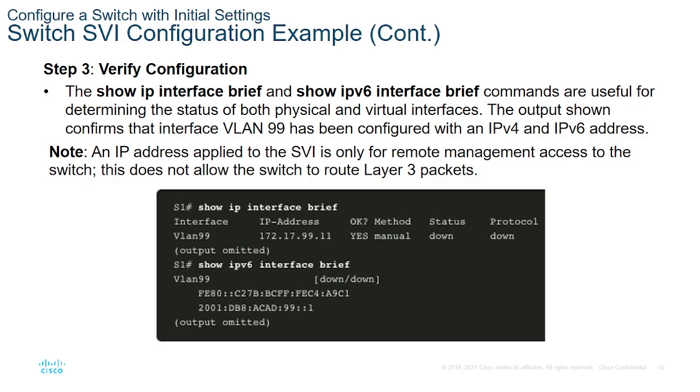So you'll be able to see. Please note that the IP address applied to the switch virtual interface is only for remote management access and does not allow the switch to route layer 3 packets. So the IP that we give the switch, even the gateway, won't be moving traffic. It's only for remote access and remote management of the switch.